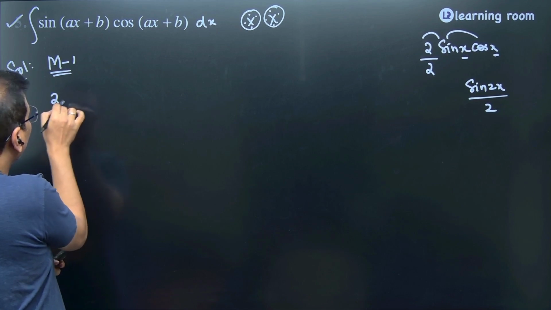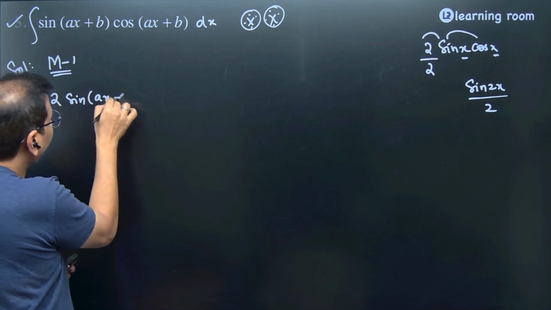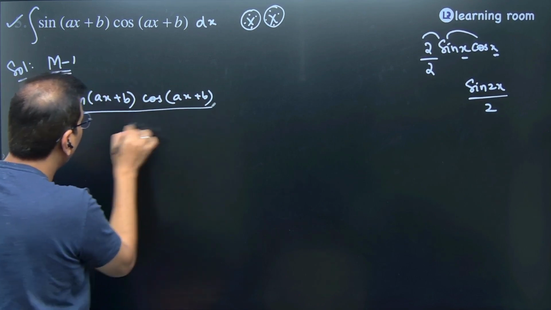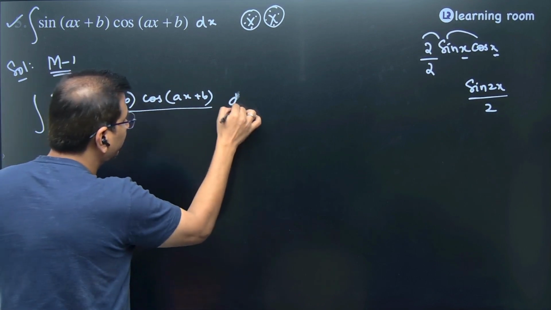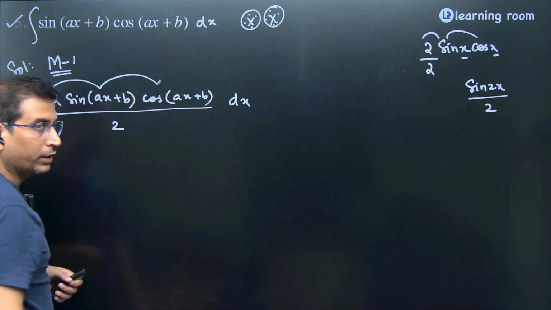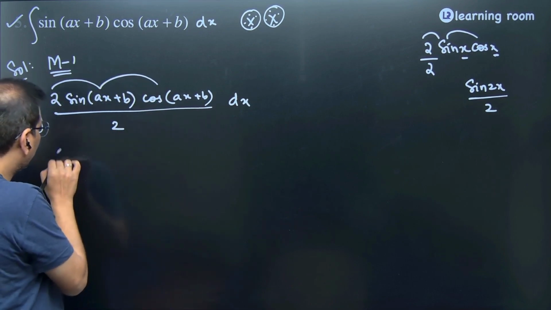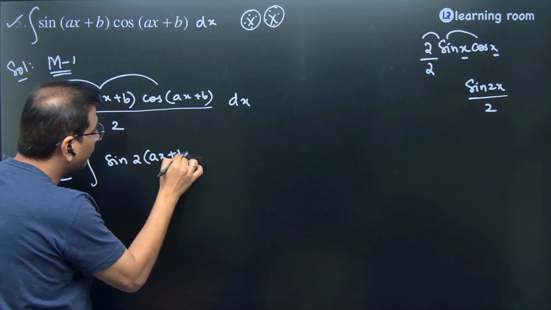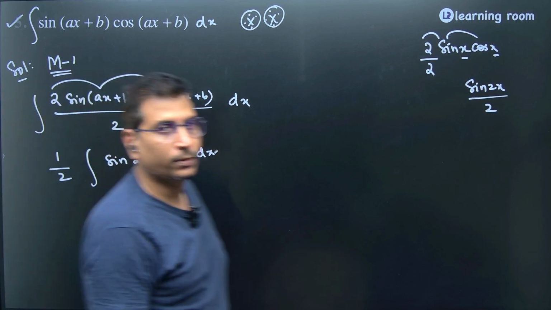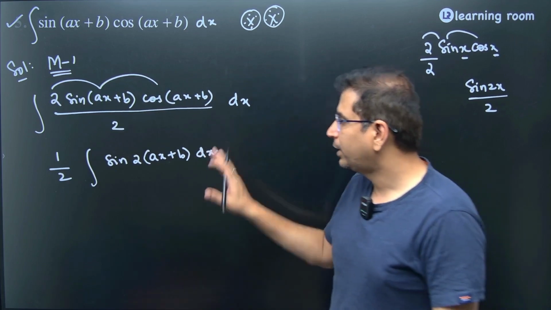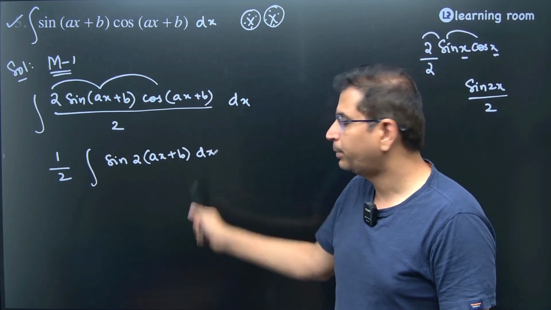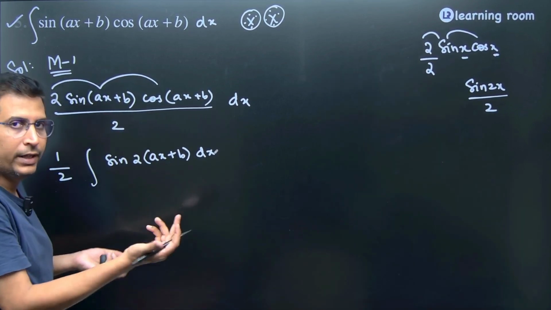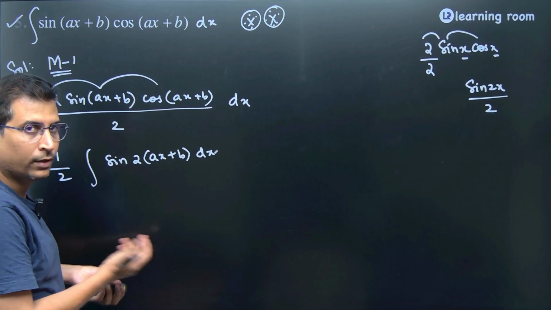So you will get 2 sine of ax plus b into cos of ax plus b, the whole divided by 2, the integral of this times dx. So 2 sine into cos is going to be sine 2. So 1 by 2 into integral of sine 2 of ax plus b times dx. Now this clearly gives an indication that we need to substitute ax plus b as t. Or else what we do is we'll take 2 times ax plus b and substitute it as t.